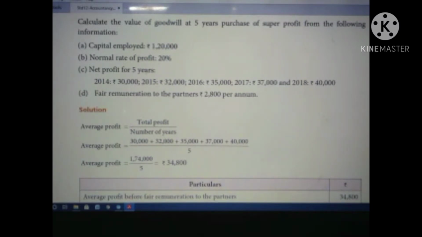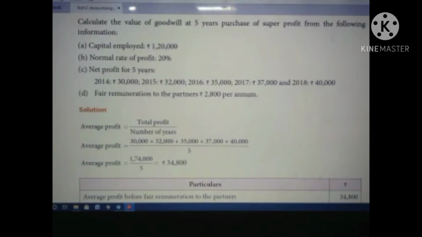So what is the formula for average profit? Average profit equals total profit divided by number of years. Average profit is 30,000 plus 32,000, 35,000, 37,000, 40,000 divided by 5. If you add all the 5-year profit, you get 1,74,000. 1,74,000 divided by 5 gives 34,800. This is the average profit.